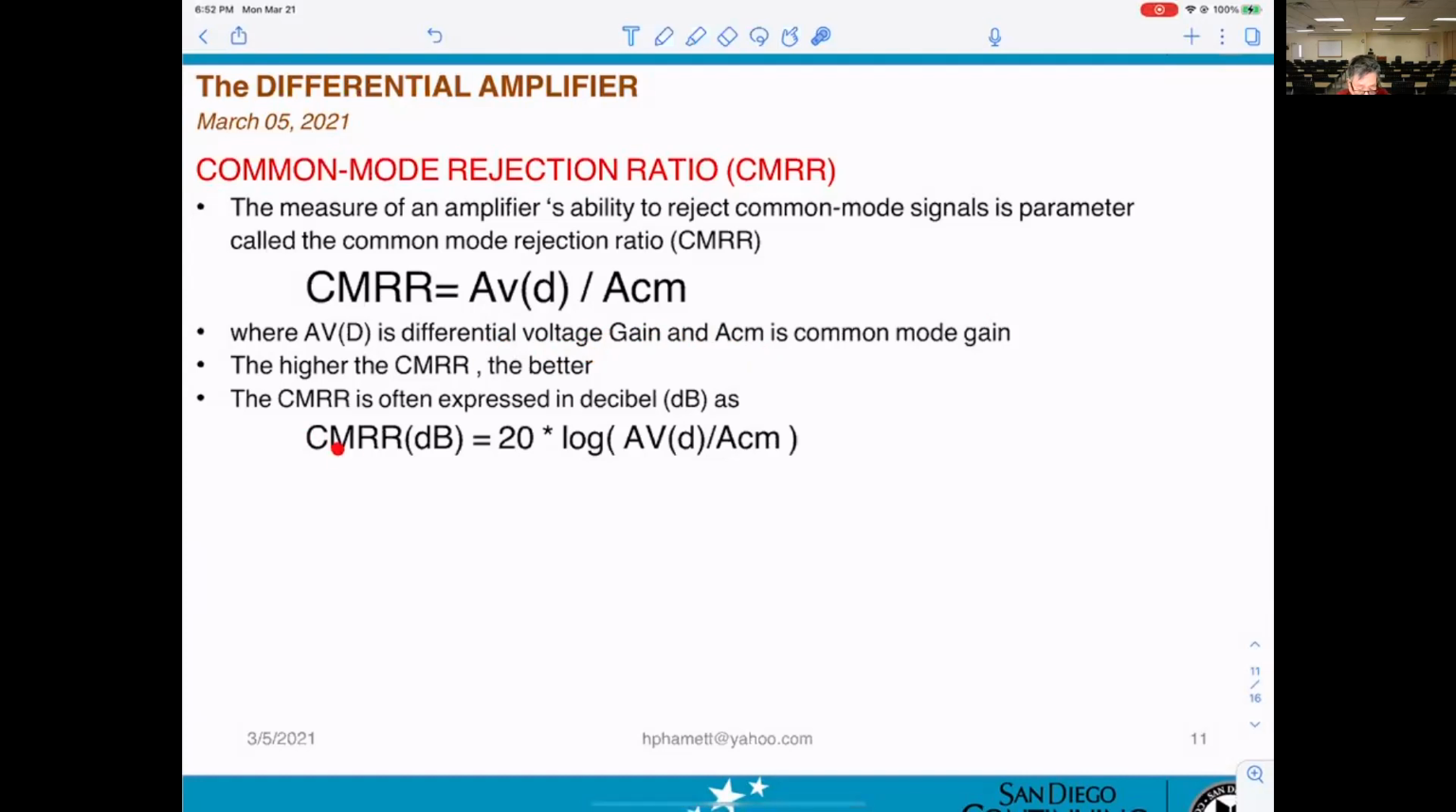The CMRR is often expressed in decibels with the following formula: CMRR in dB equals 20 log of AVD divided by ACM. Make sure you understand what AVD is. That's the differential voltage gain. And ACM is basically the common mode gain.